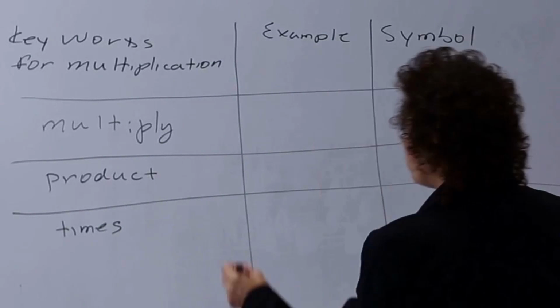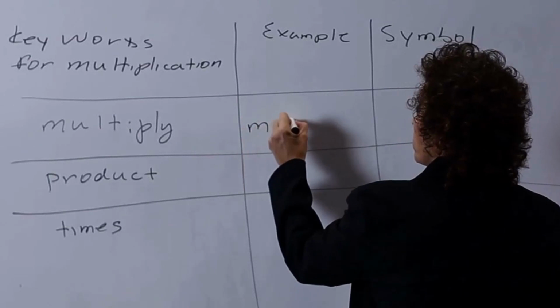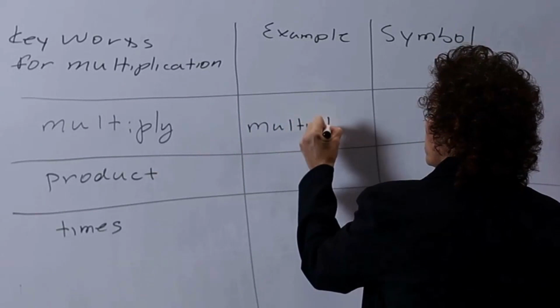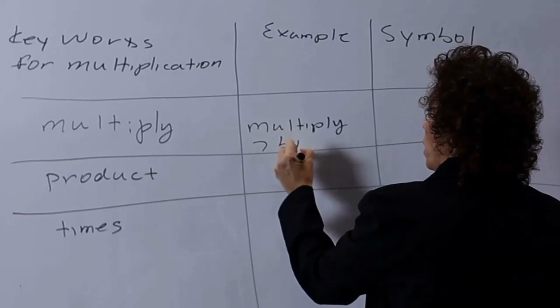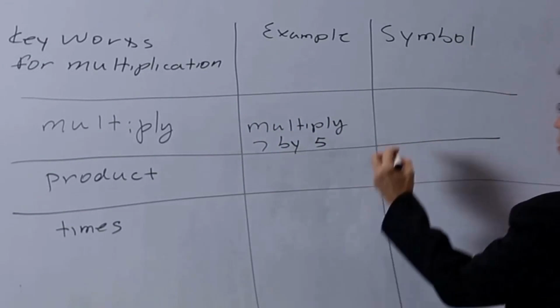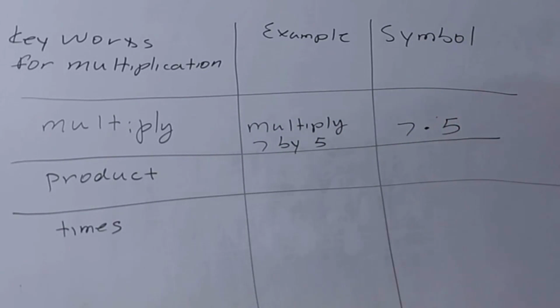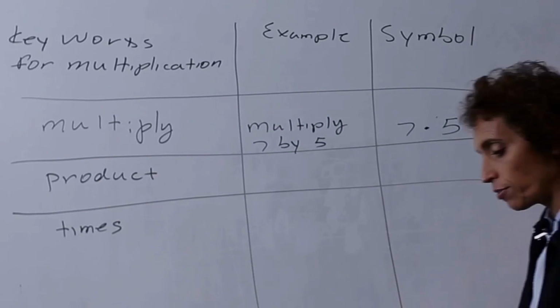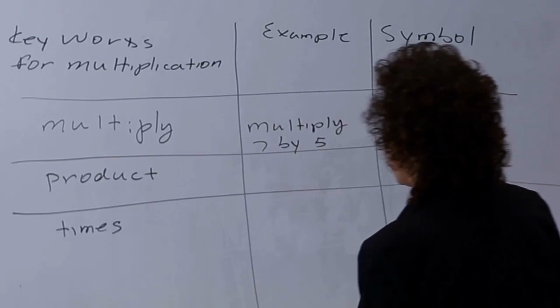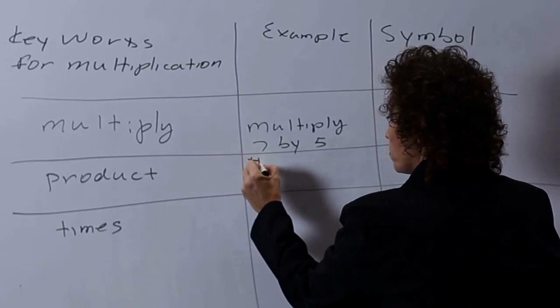Okay, so multiply 7 by 5. That would be 7 times 5. Now you can either use a dot, or I could use parentheses, whatever makes you happy. I would stay away from the x from now on. I would just stay away from it. The product of 7 and 5.